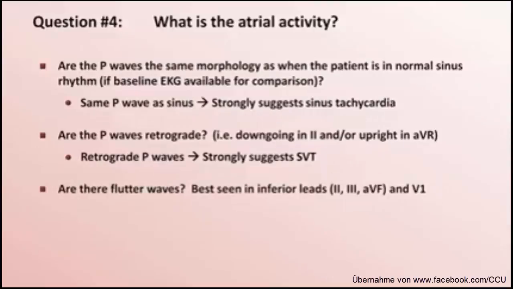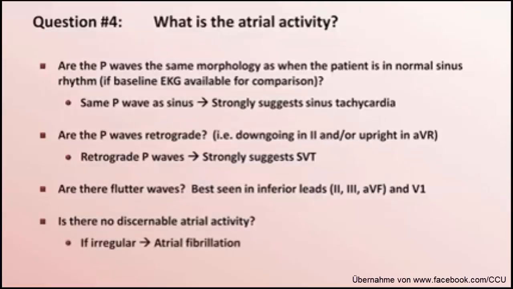Obviously, the presence of sawtooth flutter waves is indicative of flutter. Remember that flutter waves are best seen in the inferior leads, and rapid atrial activity is also often seen well in V1. And finally, if there is no discernible atrial activity and the ventricular rhythm is irregular, it suggests AFib. No discernible atrial activity and a regular rhythm suggests either SVT or VT.